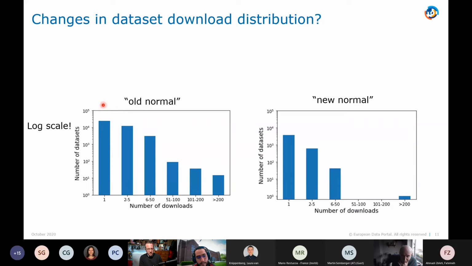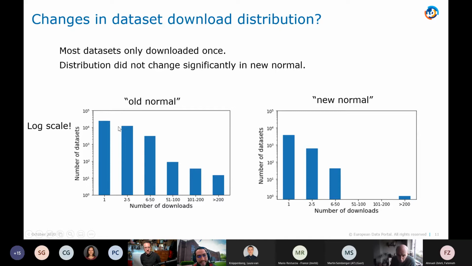That means that there are a lot of datasets that were downloaded only once. Most datasets are downloaded only once, and there are a few datasets that are very popular, downloaded more than 200 times. However, we can see here that the distribution did not change significantly between the two periods. There are still lots of datasets that are downloaded only once, and only a few that are, we can say, very popular.